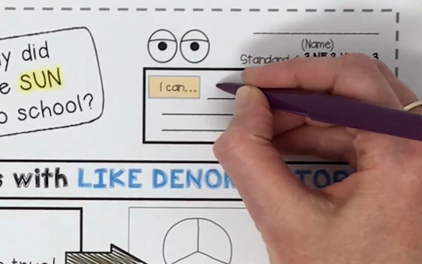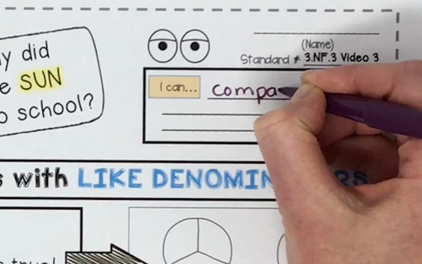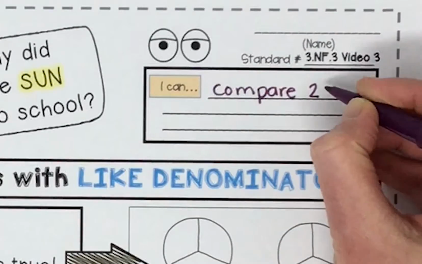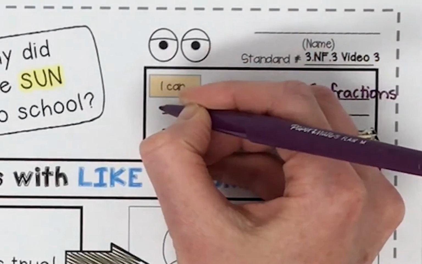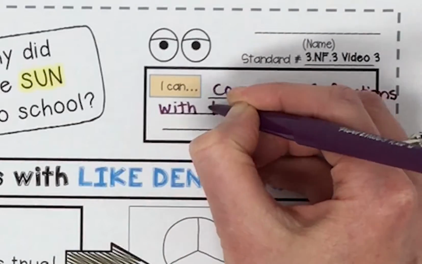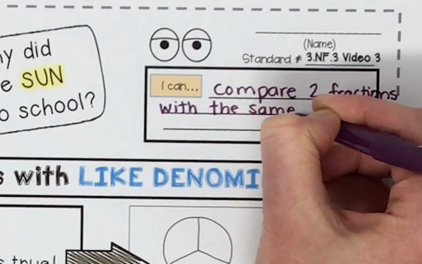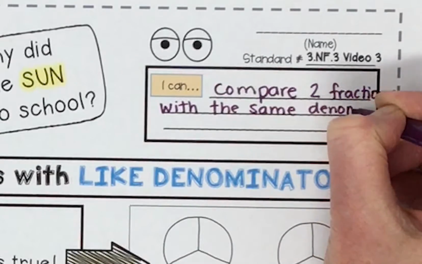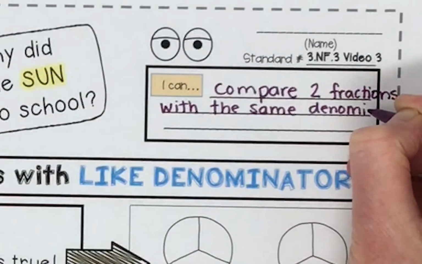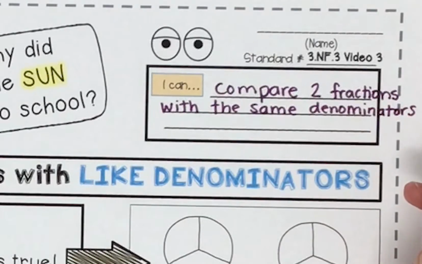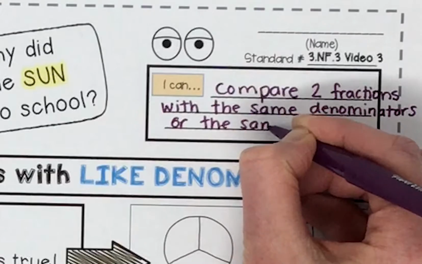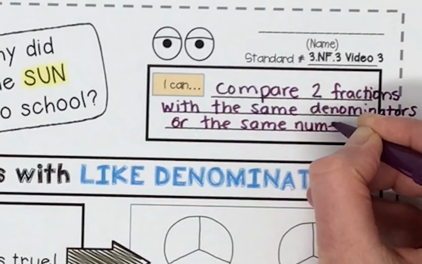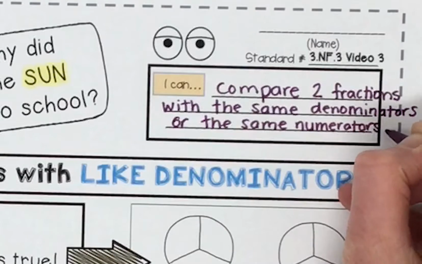Ucan wants you to compare two fractions with the same denominator. I always have a hard time spelling this one. Denominators, those numbers on the bottom, or the same numerators. Those are those numbers on the top.